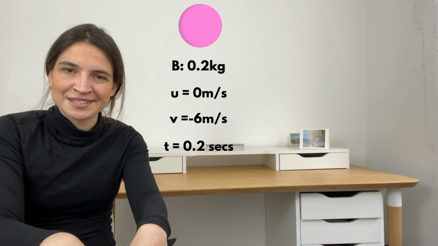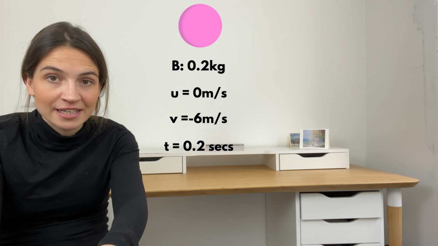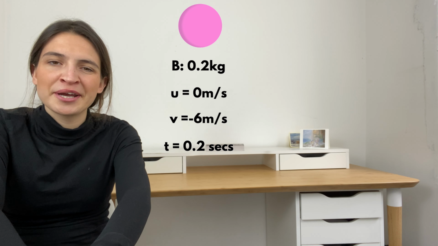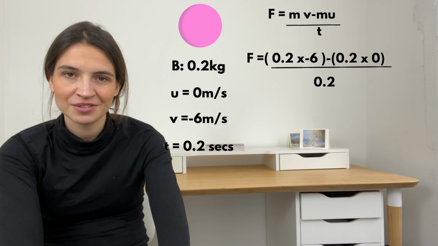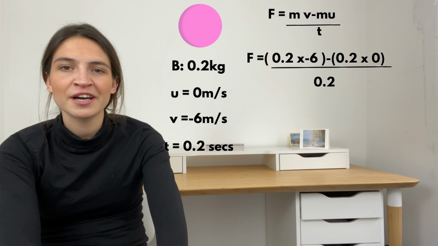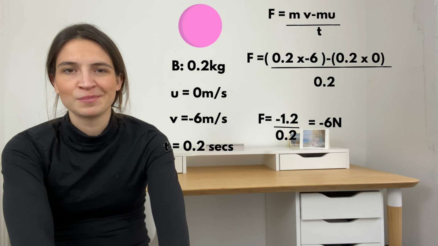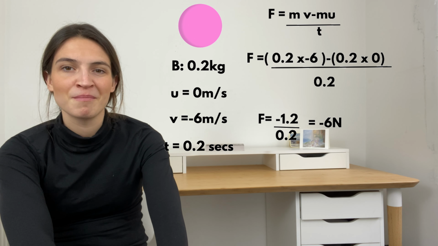Okay, and let's find the force for the 0.2 kilogram ball. This one has a mass 0.2, it has an initial velocity u of 0, a final velocity v of minus 6 because it moved off to the left, and a time t of 0.2. So we have our equation for force, F equals (0.2 times minus 6 minus 0.2 times 0) divided by 0.2. That is equal to (minus 1.2 minus 0) divided by 0.2, which gives me minus 6. So my answers were 6 and minus 6. So great, we've not broken Newton's third law. Those are the same size and they are opposite in direction.